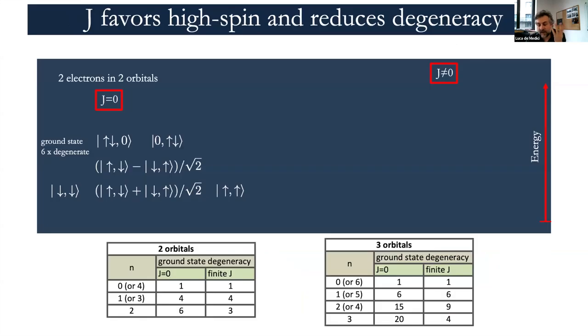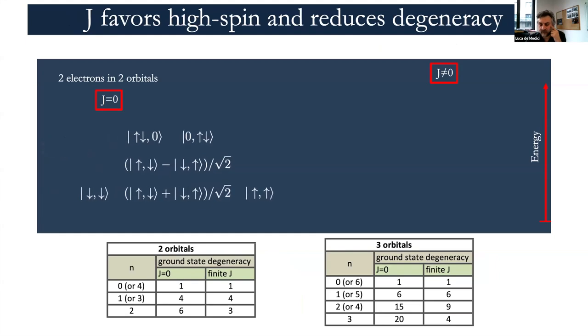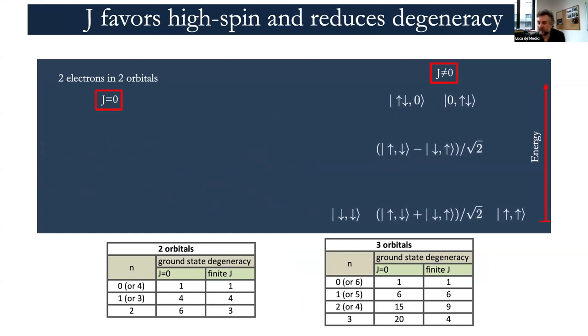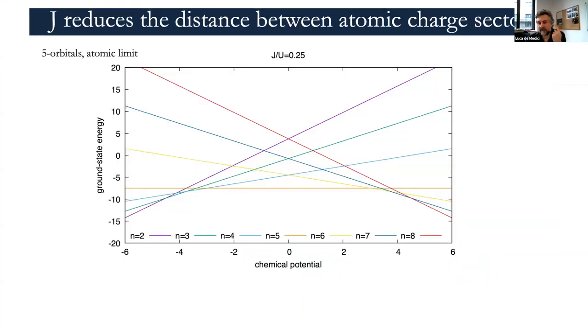So there are two main effects that the Hund coupling has. One is to split the ground state multiplet, reducing the degeneracy, and so basically creating a many-body superposition of states, which has a harder time hopping around, so basically increasing the correlation of the system. On the other hand, there is a simpler effect, which is already obvious in the atomic limit, which is the way it tunes the energy of the different charge sectors.